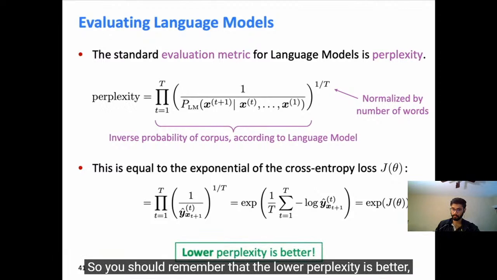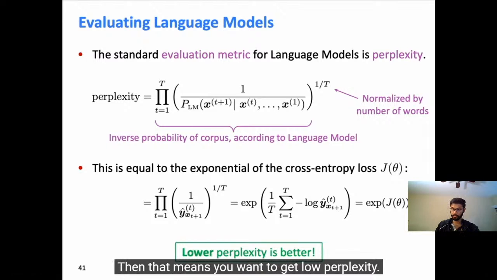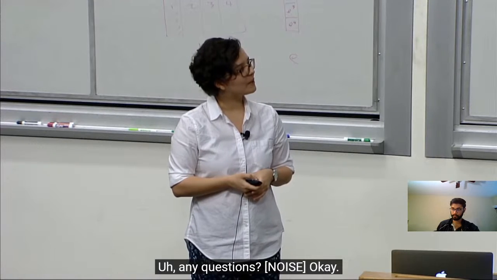You should remember that lower perplexity is better, because perplexity is the inverse probability of the corpus. So if you want your language model to assign high probability to the corpus, then that means you want to get low perplexity. Any questions? Okay.